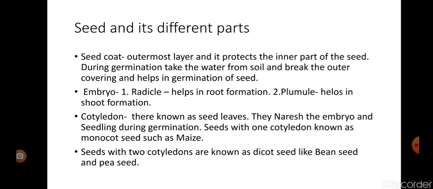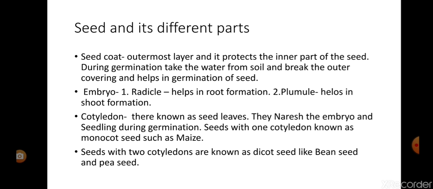Now we are coming to seed and its different parts. So what is seed? The ovule present inside the ovary, after fertilization, will develop into seed. So now see what are its different parts. So first one is seed coat. It is the outermost layer, and it protects the inner part of the seed, and during germination the seed coat takes the water from the soil and breaks the outer covering, and it helps in germination.